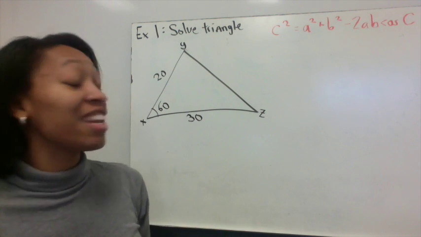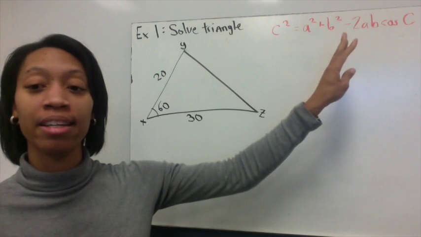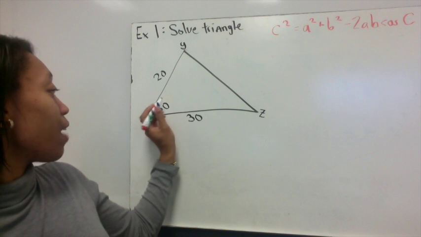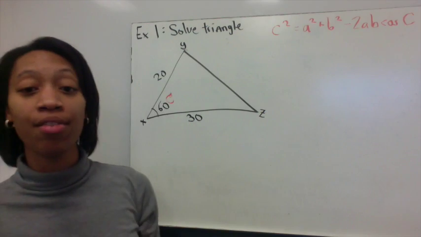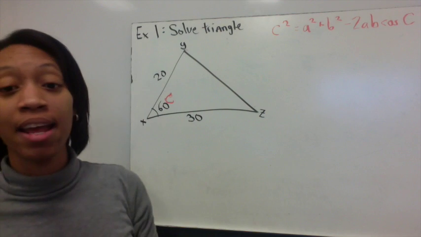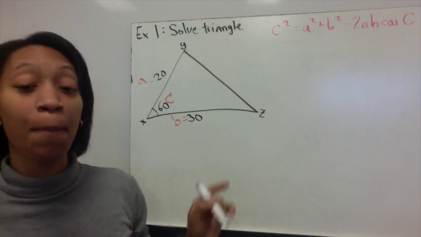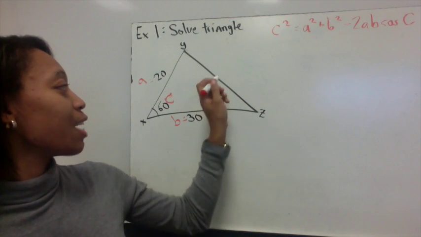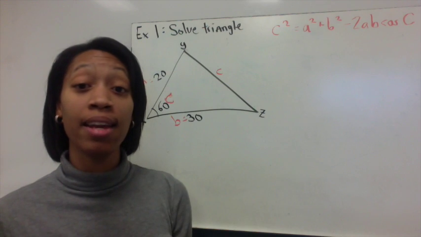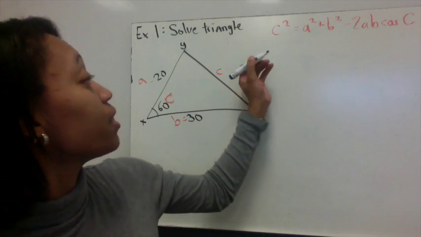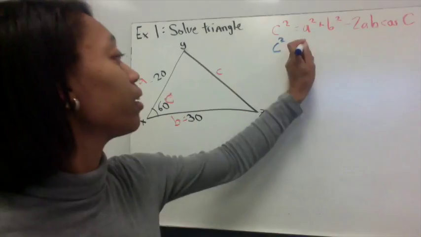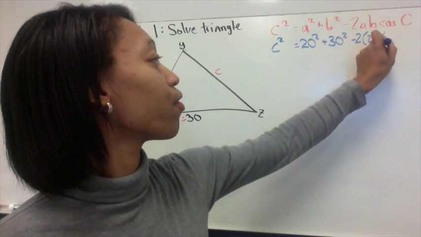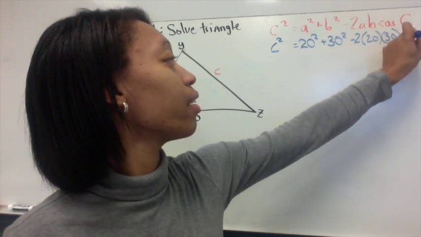Now I need to figure out what numbers to plug in here. I know that this capital C here is my angle, so that's going to have to be this here, capital C. Then the other two sides are going to be my a and b, and it doesn't matter which is which. I'm going to let this be my lowercase a and my lowercase b, which means that this side over here must be c. So let's go ahead and plug in. c squared equals a is 20, b is 30, minus 2 times 20 times 30 times the cosine of 60.